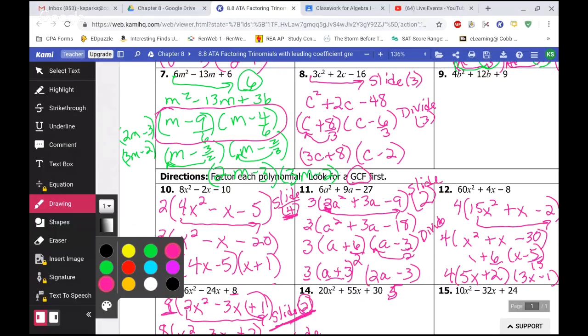So try that one on your own and see what you come up with, and we'll go over that one in class tomorrow. We'll do 9, 14, and 15 in class tomorrow.